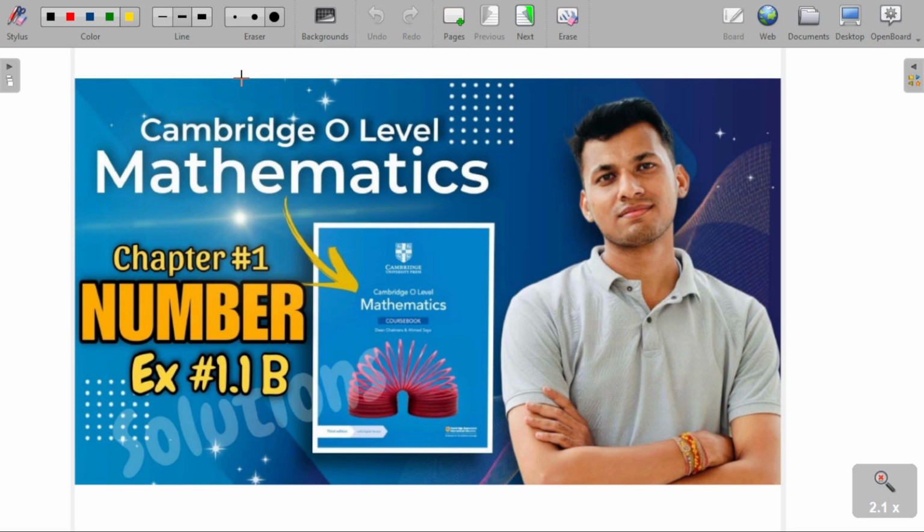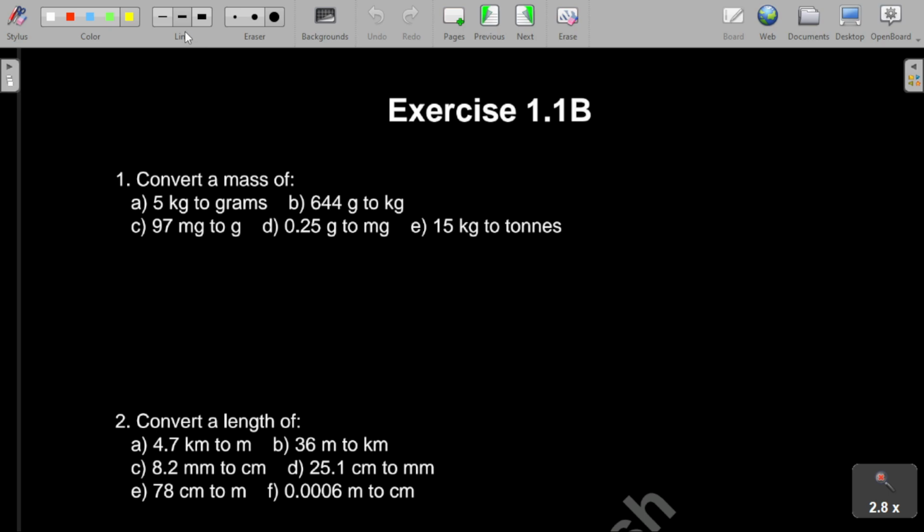Today we will start the next exercise, which is exercise 1.1b. Let's move to the first question. In this question we will have to convert a mass of 5 kg to 5 grams. So the first option is change 5 kg to grams.